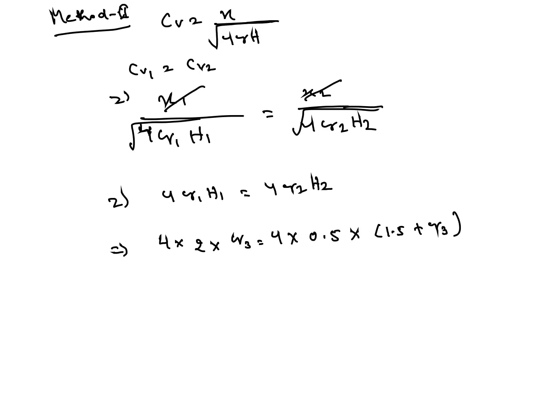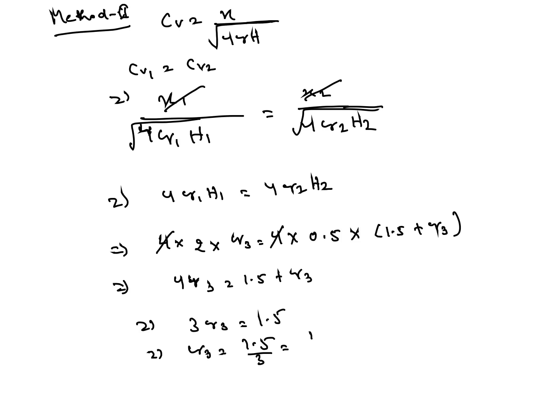So 4 cancel. Then 4Y3 equal to 1.5 plus Y3. So 3Y3 equal to 1.5, Y3 equal to 1.5 by 3, it's 15 by 10 into 1 by 3, 1 by 2 is 0.5 meter.